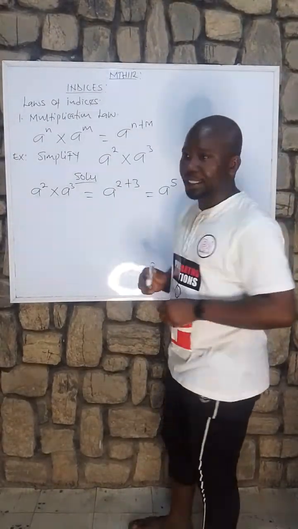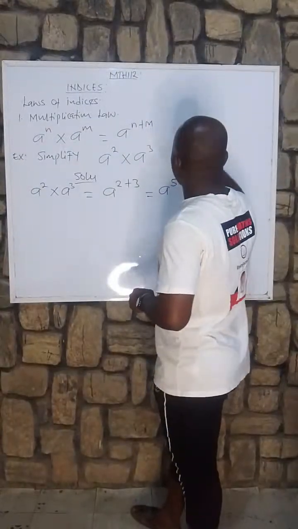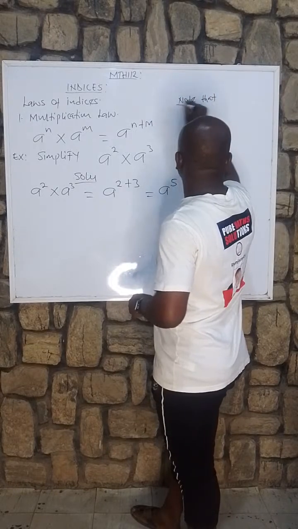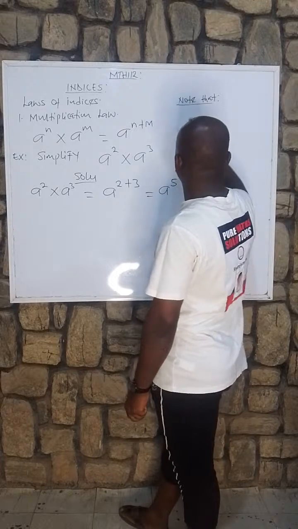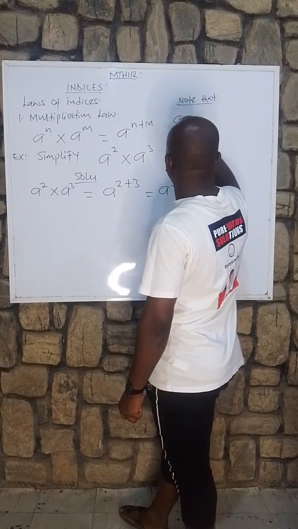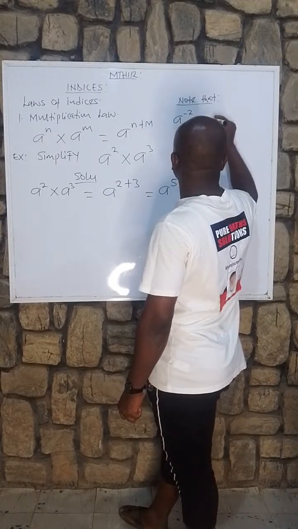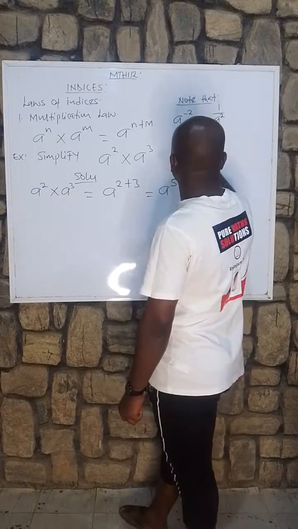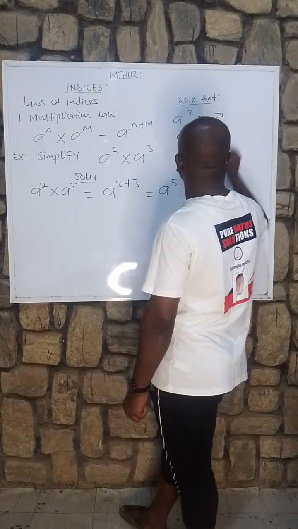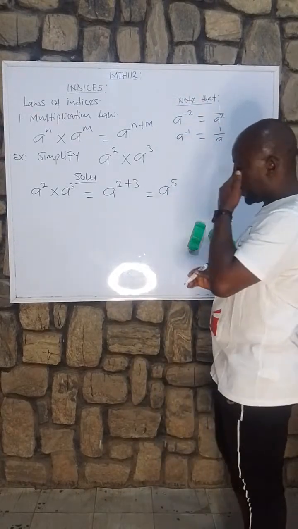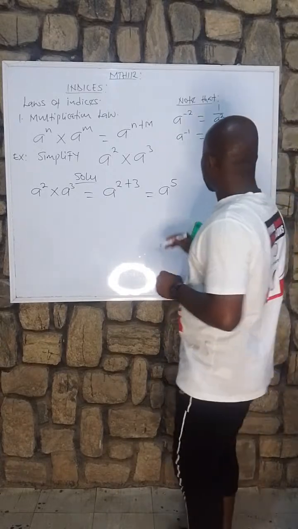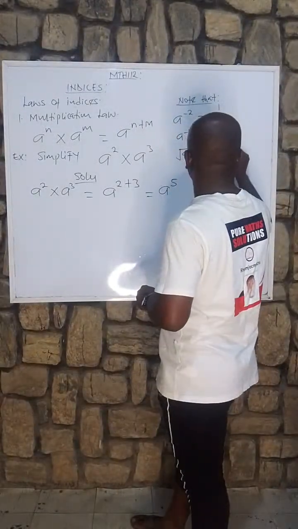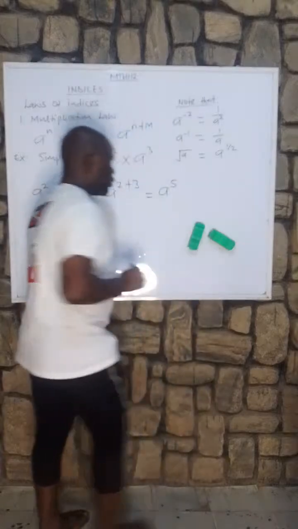In indices, note that when we have a raised to the power of minus 2, this is 1 all over a raised to the power of 2. A raised to the power of minus 1 is the same as 1 all over a. Please take note. Are you following? Then if we have square root of a, this is the same as a raised to the power of 1 all over 2. It will help you take notes.